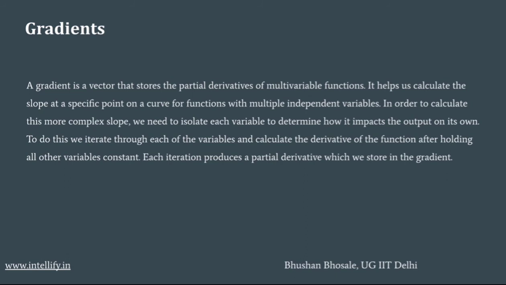A gradient is a vector that stores the partial derivatives of multivariable functions. It helps us to calculate the slope at a specific point on the curve for functions with multiple independent variables. In order to calculate this more complex slope, we need to isolate each variable to determine how it impacts the output on its own. To do this, we iterate through each of the variables and calculate the derivative of the function after holding all other variables constant. Each iteration produces a partial derivative which we store in the gradient.